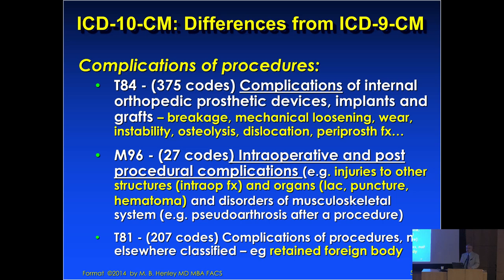They want us to also report our complications or other medical misadventures. And there are lots of codes for complications of internal prosthetic devices, implants, and grafts, including breakage of an implant, mechanical loosening, wear, instability, osteolysis, dislocation, periprosthetic fracture. All of those are now reportable and classifiable. There are 27 codes for intraoperative and post-procedural complications, which means injury to another structure, such as an intraoperative fracture, for example, while inserting a femoral component, or injury to another organ, such as a laceration to a nerve, a named vessel, or a hematoma.